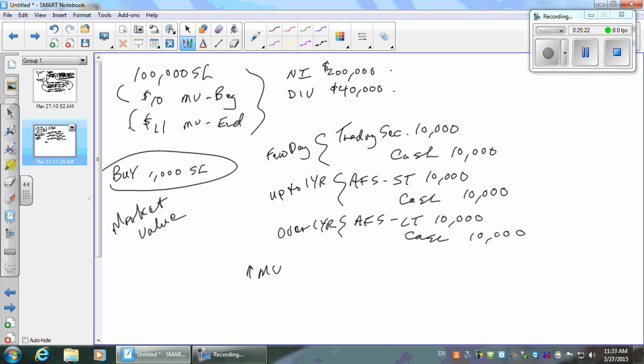What are you going to do? 1,000. Debit trading securities for 1,000. Everybody agree? That 10 now becomes 11. That's all there is to it. And we're going to credit a brand new type of an account, okay? This thing is going to be called unrealized gain on trading securities.